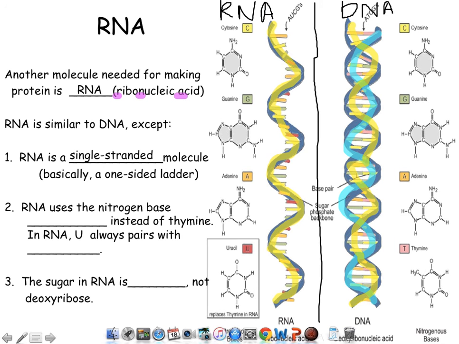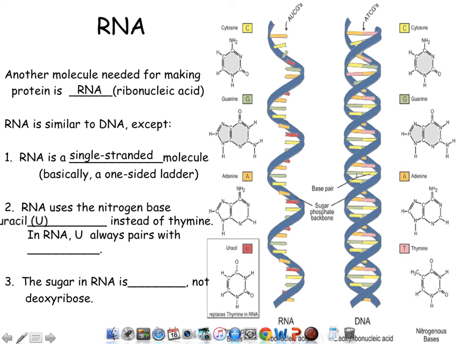All right, second, RNA uses the nitrogen base uracil instead of the nitrogen base thymine. Whenever nitrogen bases in RNA get paired up, which is actually not shown in this picture, but which we will see happen in some processes described in our next lecture, uracil will always pair up with adenine.